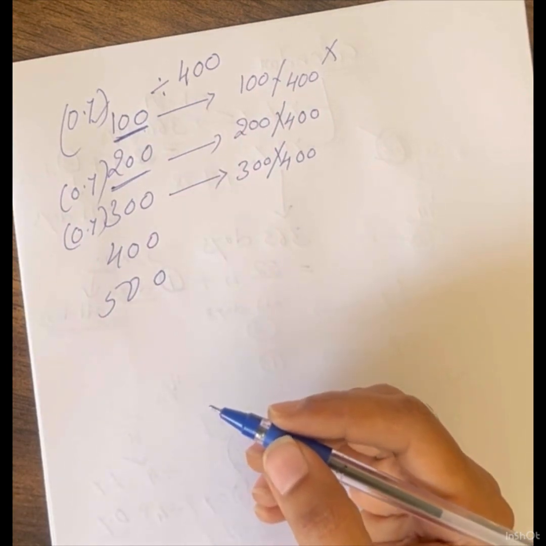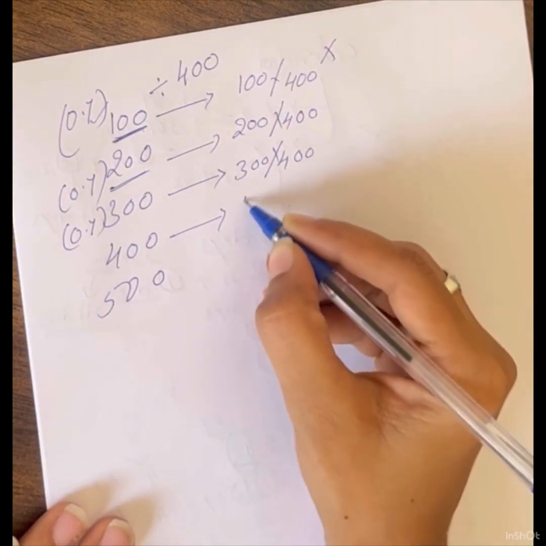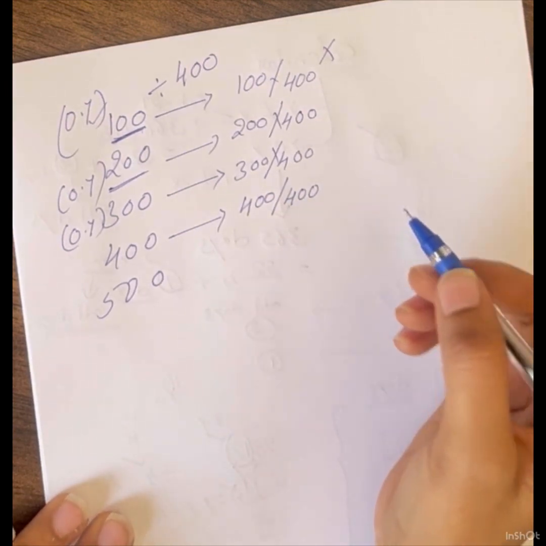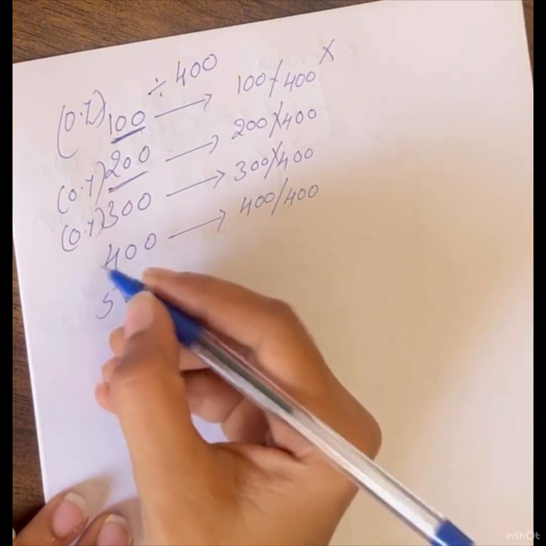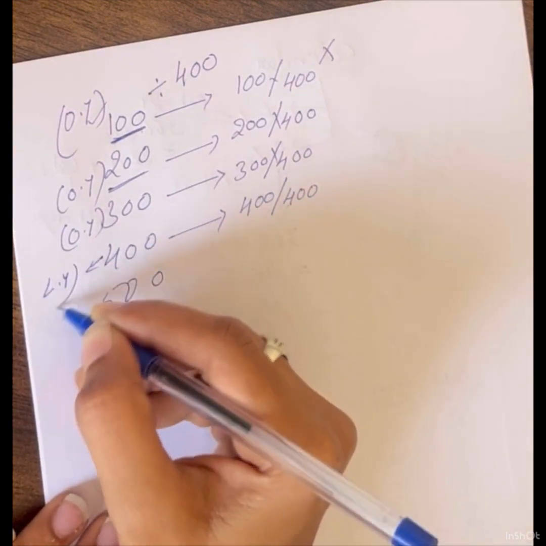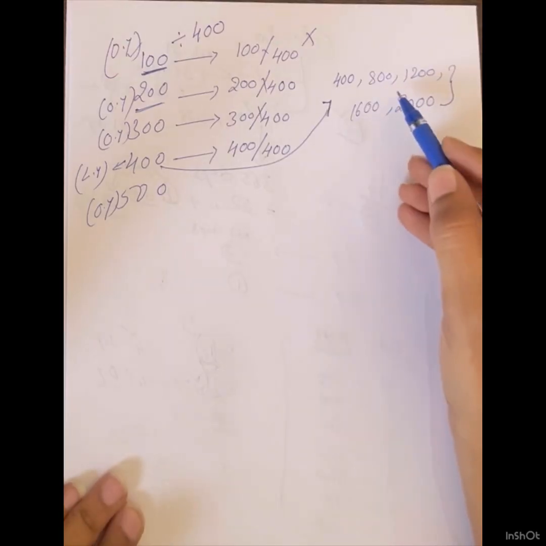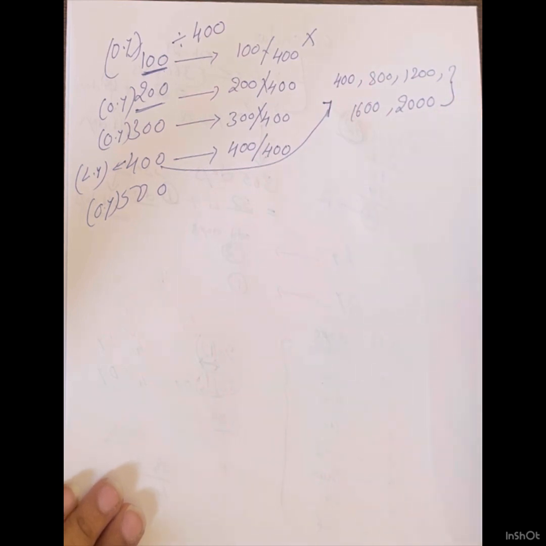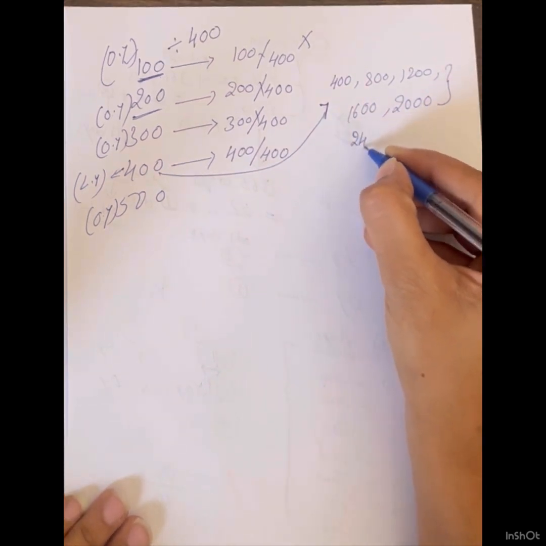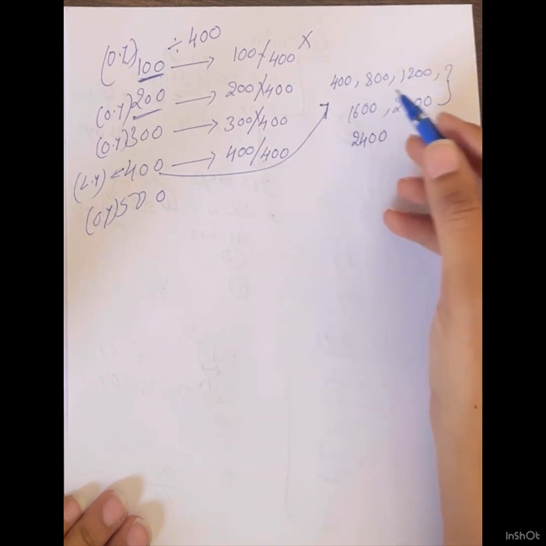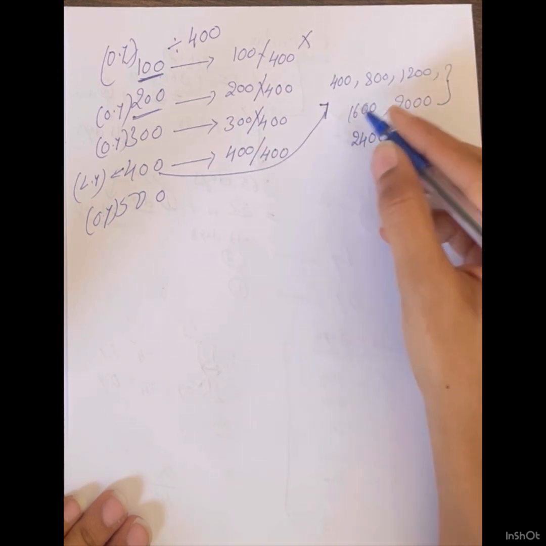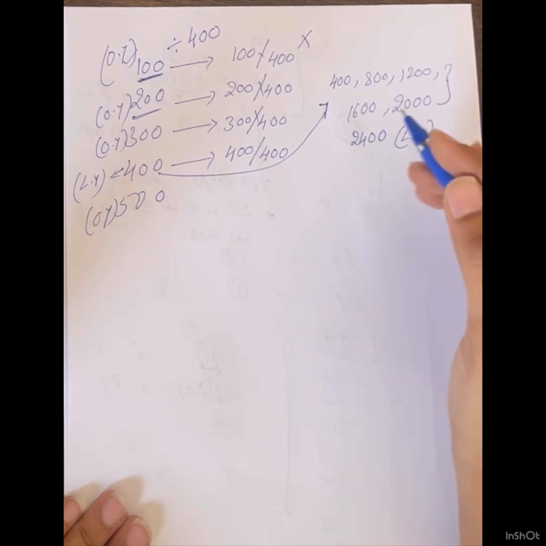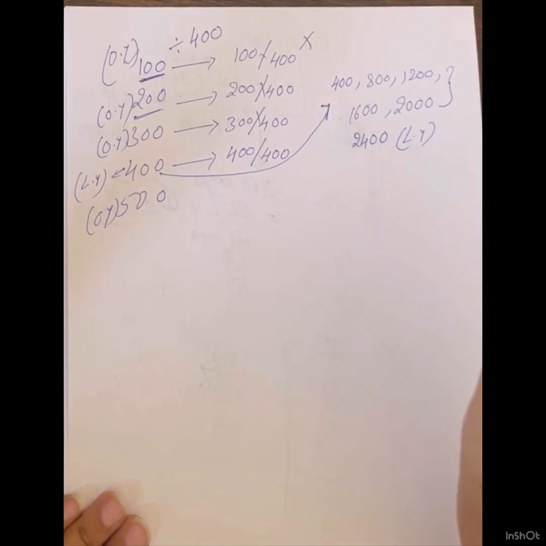Coming to the next, the most important one, 400. 400 is surely divisible by 400, so it is a leap year. The multiples of 400, such as 800, 1200, 1600, 2000 and 2400, are all leap years. These are all century years and they are leap years because each is divisible by 400.